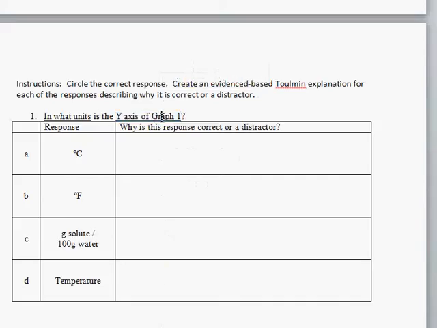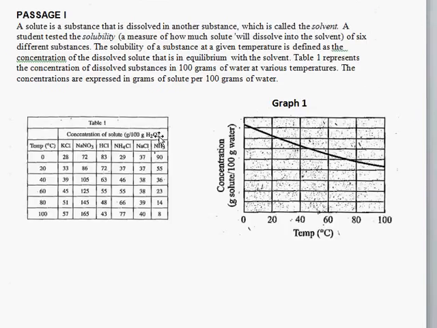So we're going to look at graph 1. That's what it tells us to do. And we're going to look for the y-axis, and we're looking for the units on that y-axis. Okay, so graph 1. Here's graph 1. And we're looking at the y-axis. Well, the y-axis is the one that's vertical. X-axis is horizontal. Y-axis is vertical. And we're looking for units.